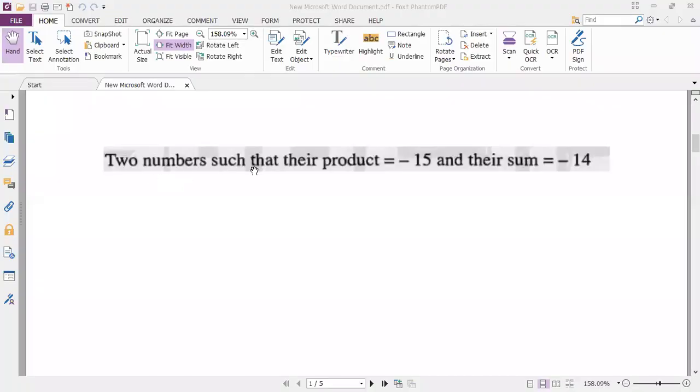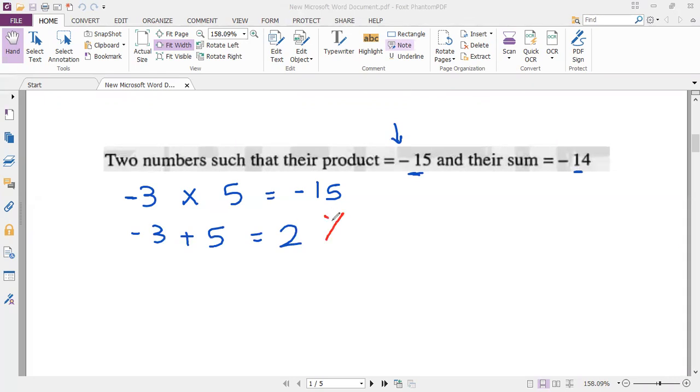I want to get two numbers such that their product is negative 15 and their sum is negative 14. So we can try 3 and 5. 3 times 5 is 15, but I want to get negative 15 when multiplying them. And because the product is negative, one of them is negative and the other is positive. So if we multiply negative 3 by 5, negative 3 times 5 equals negative 15. That's right. But negative 3 plus 5 equals 2. So this trial is not right because the sum is negative 14.